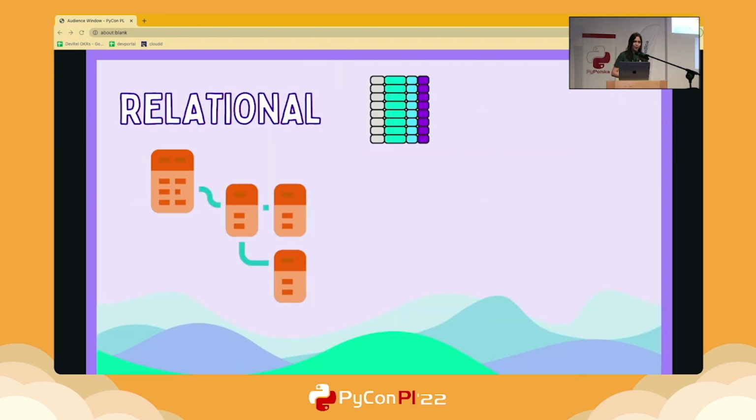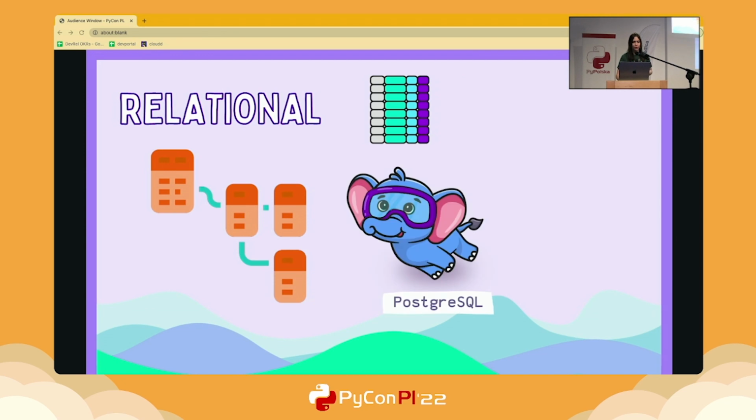Now let's go to the relational. As I explained relational before, now I will just say some curiosities. So relational databases are in tables, as I explained, and you organize your data there. Some examples of these relational databases are PostgreSQL. You may be thinking, why do we still use PostgreSQL? It's quite an old database.